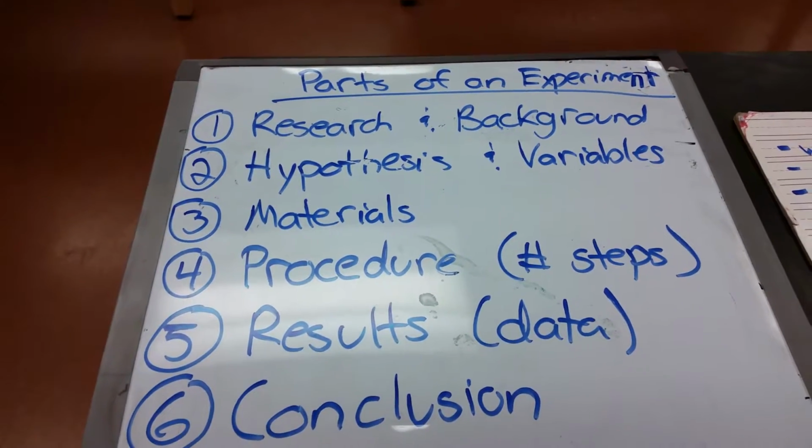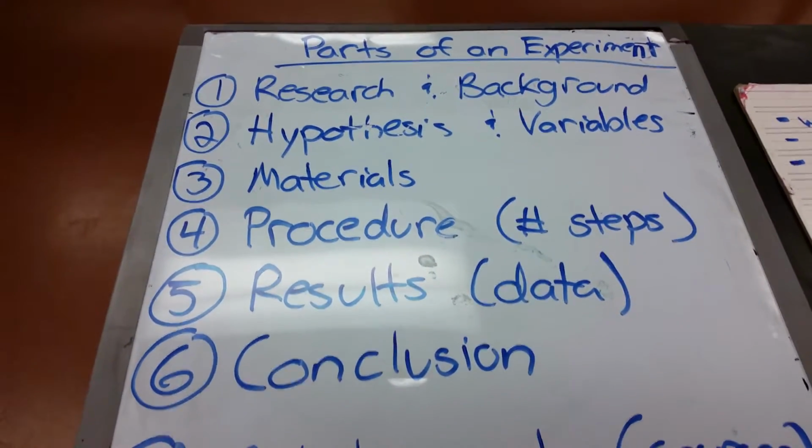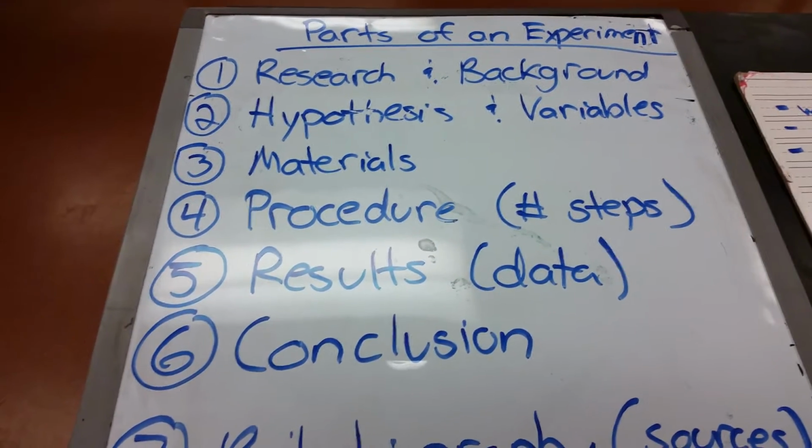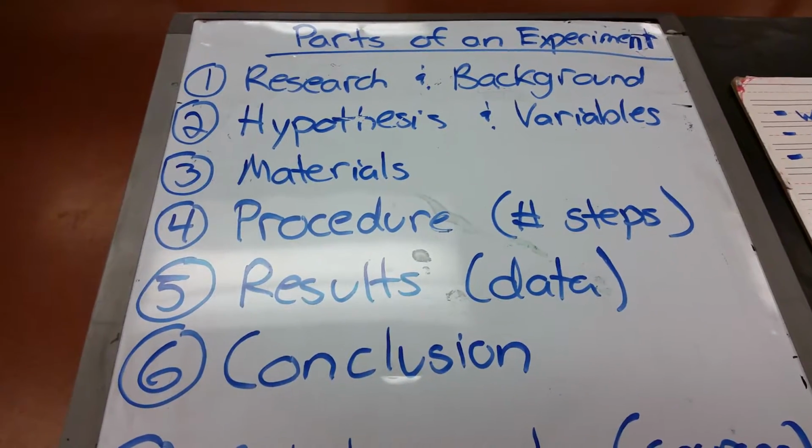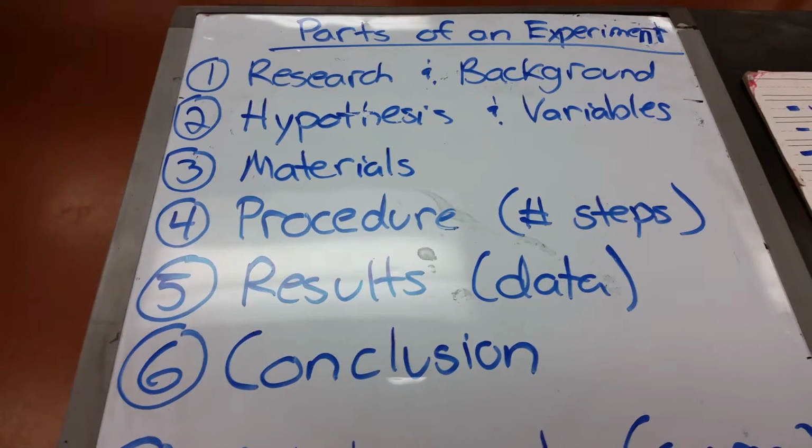Today we're studying parts of an experiment. So we're going to go through each of the parts of an experiment as if we were writing a lab report. So let's start with research and background. First, you want to research your topic and find out some background information.